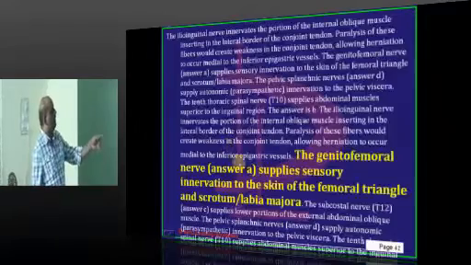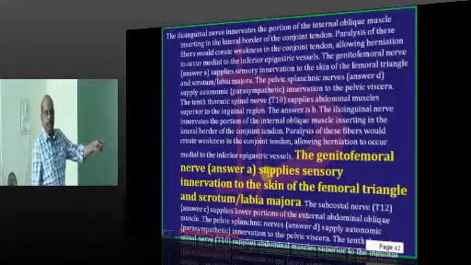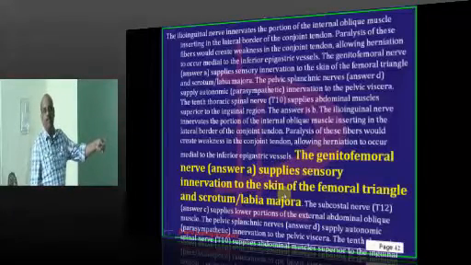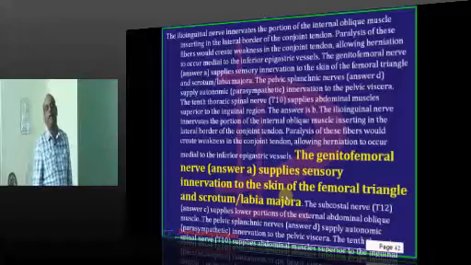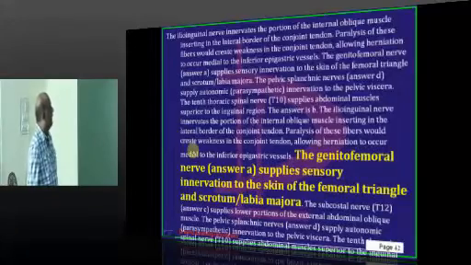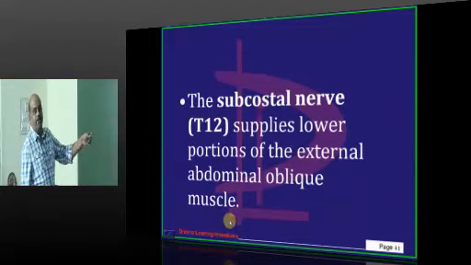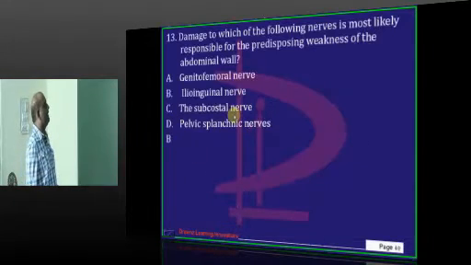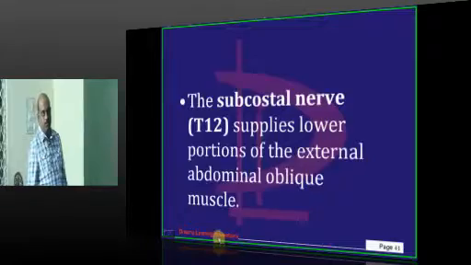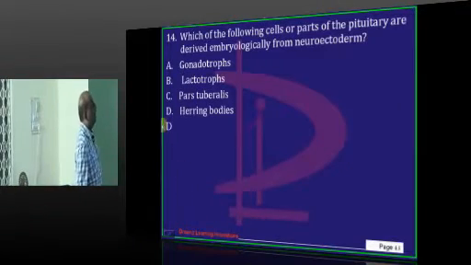What is the role of genitofemoral? Genitofemoral supplies mainly sensory innervation to the skin which is overlying the femoral triangle. Then what is the role of subcostal, doctor? Subcostal supplies the external abdominal oblique muscle. So that is how we need to remember.